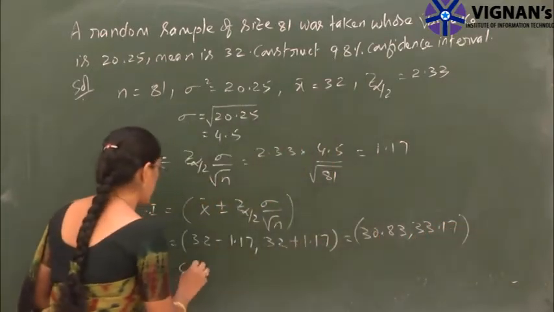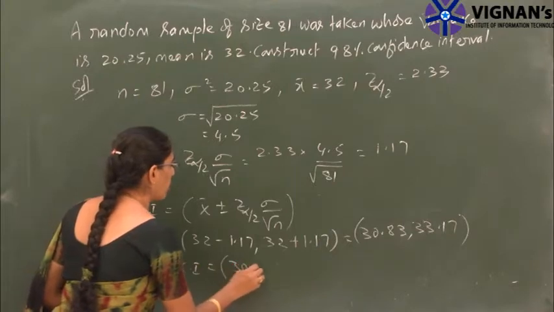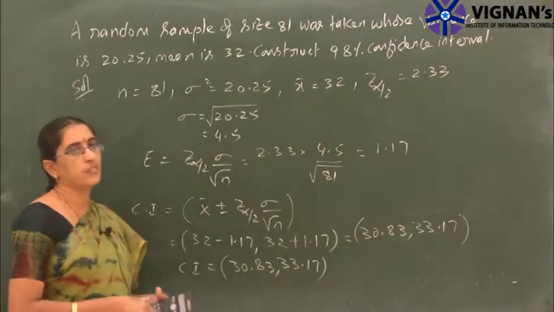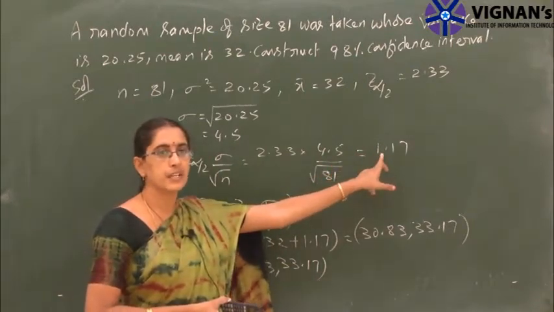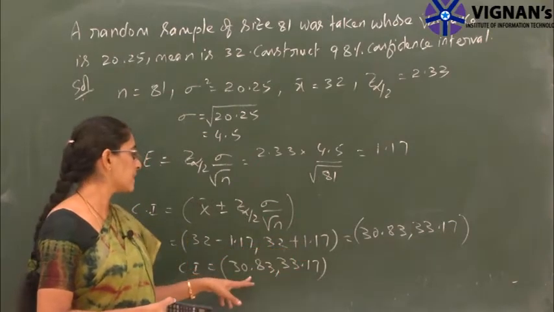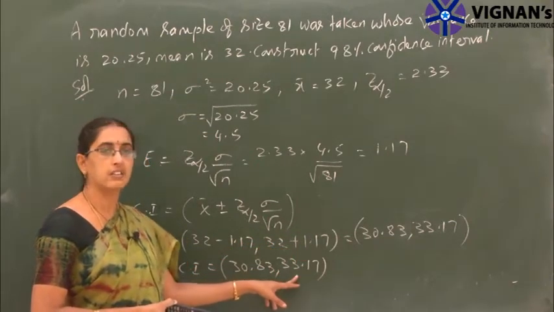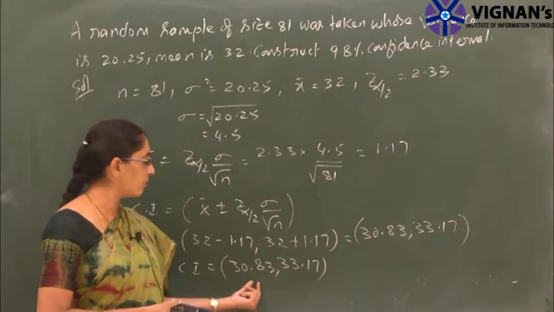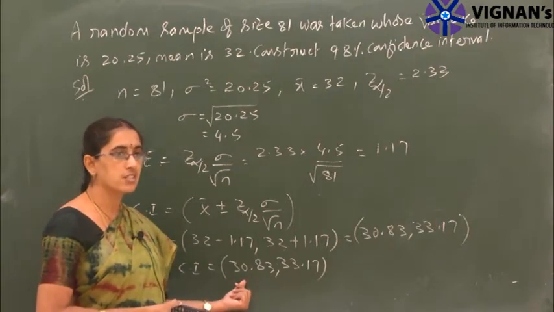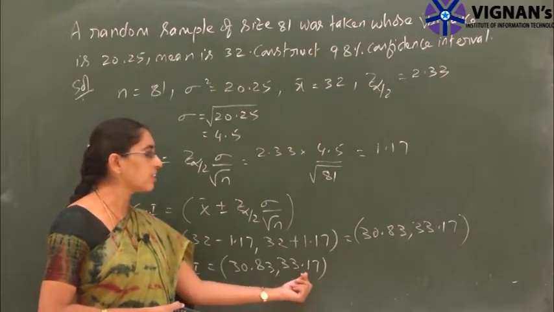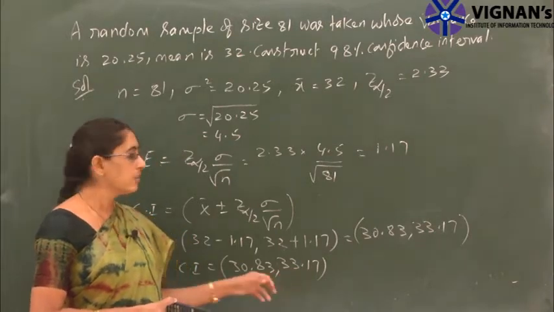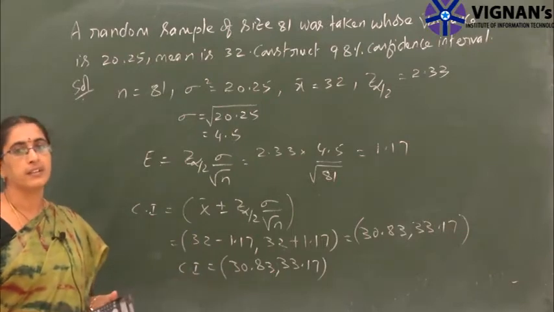So the confidence interval for the mean is 30.83 to 33.17. If you round the error off to the integer 1, then 32 minus 1 and 32 plus 1 becomes 31 and 33. You can also round these values off: 30.8, after the decimal you have 8, so you round up to the next digit, that is 31. And 33.1, after the decimal you have 1, so you get the same digit, 33. So this is the confidence interval for the mean.